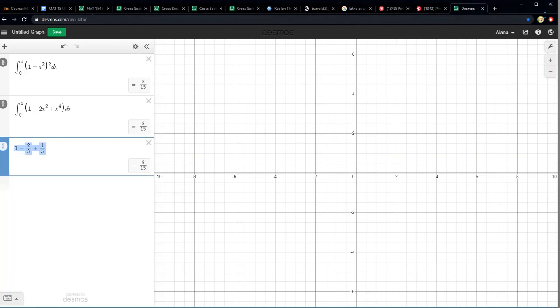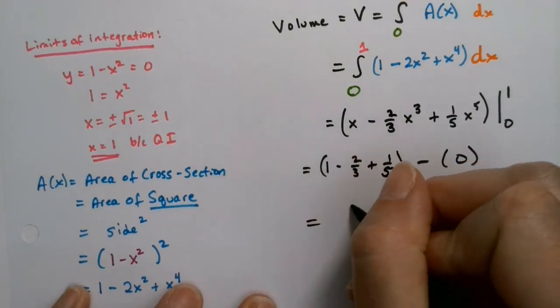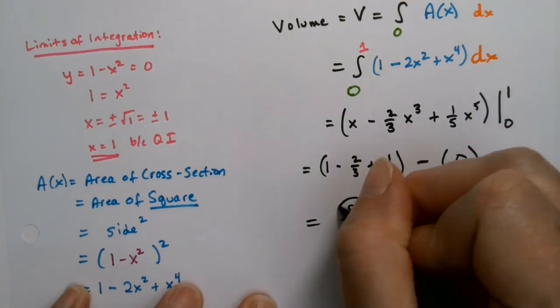And if I want to check myself that I foiled correctly or that I found the integral correctly, those values are all equal to each other. So I love that. And there we have it.